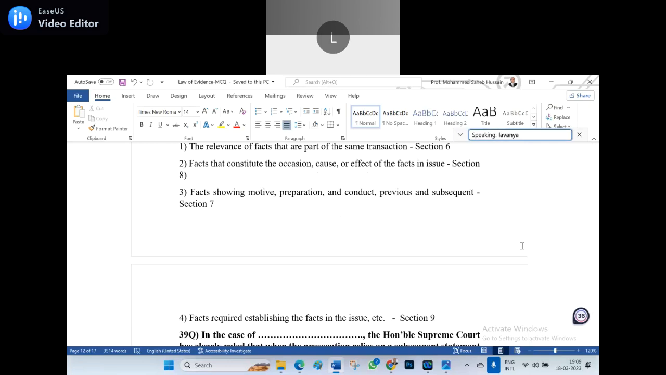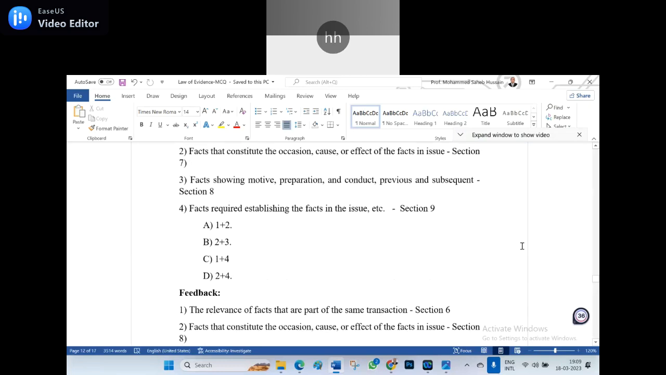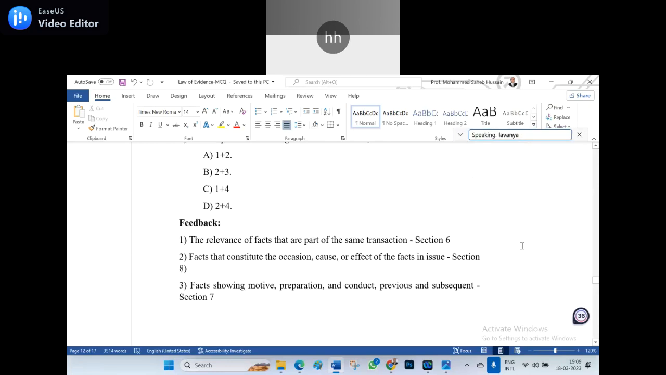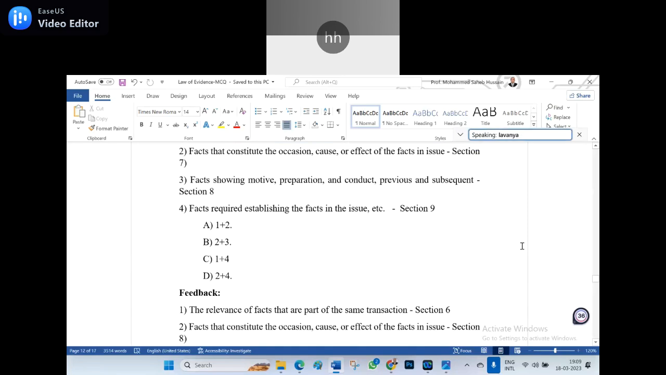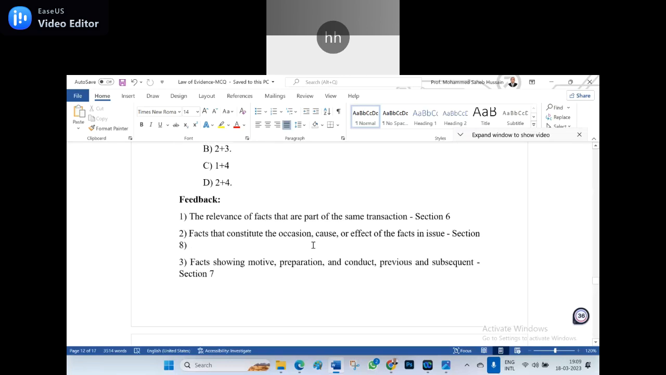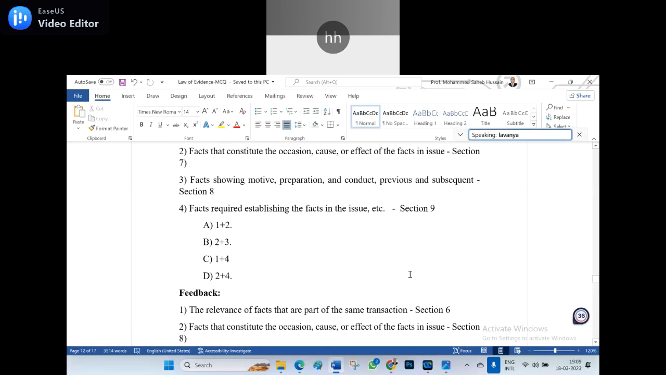Section 7 deals with motive, preparation, and conduct. Facts showing the motive, preparation, and conduct, previous and subsequent, is section 7. And what did I write here? No, sir, 8, sir. I changed it, no? See, I changed the 2 and 3. Did I make it right here? I did not change it. This should be here and this should be here. Or I made the confusion. You made it reverse, sir. Yes, I made it reverse, I think.